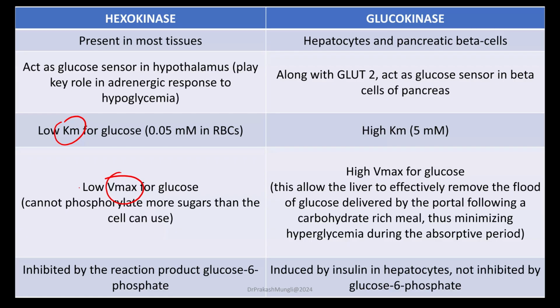And that is why it is important for hexokinase to have a low Vmax so that the cell can use only what is required, and the rest will go back and be used by the other cells.